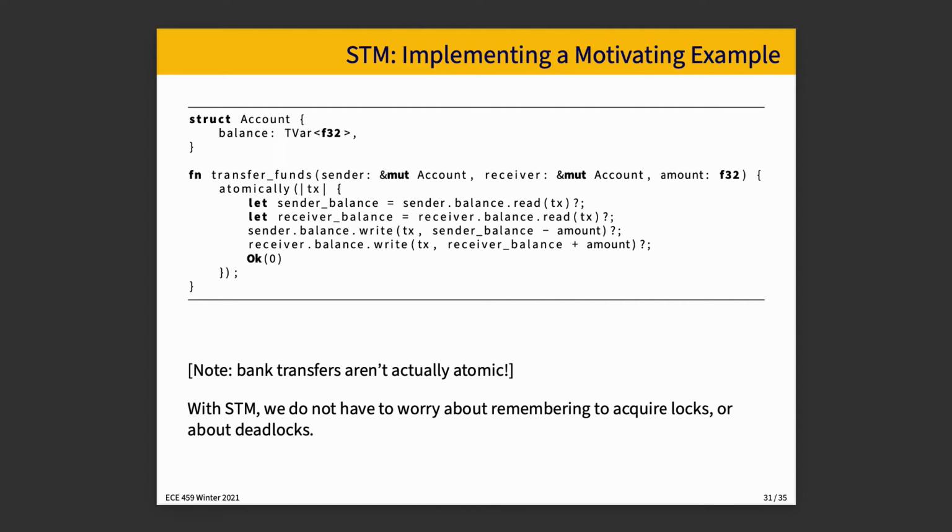We will then have an atomically block, and we will say that our transaction here is called TX. We're going to read the sender balance, so sender.balance.read with our transaction, and the receiver balance is receiver.balance.read. Then we will update the sender balance, the new value being the balance minus the amount, and the receiver with the new balance including the amount. Then we return OK, and everything is done.